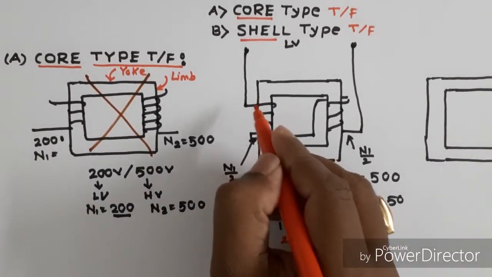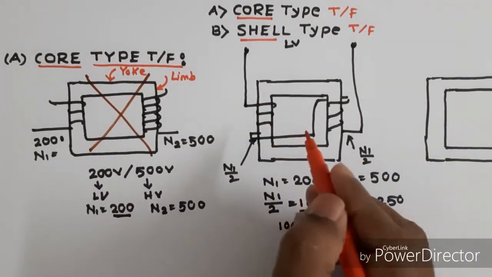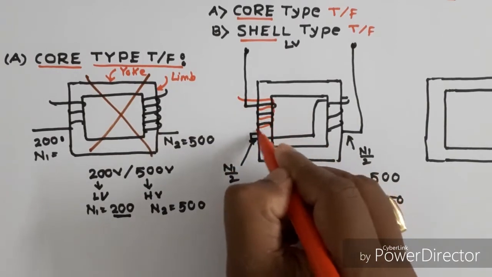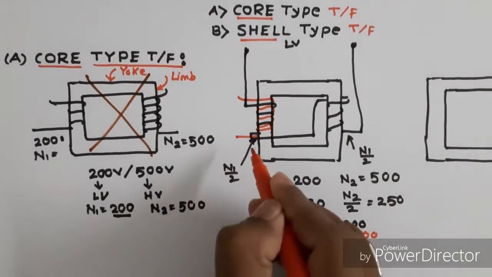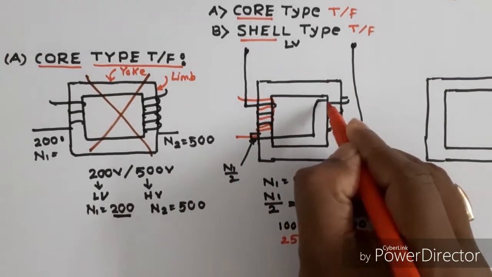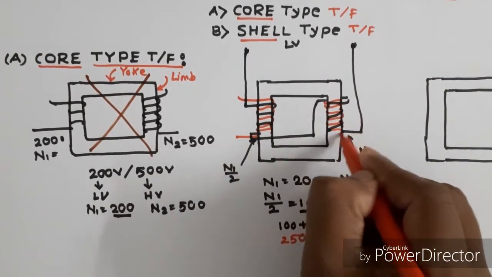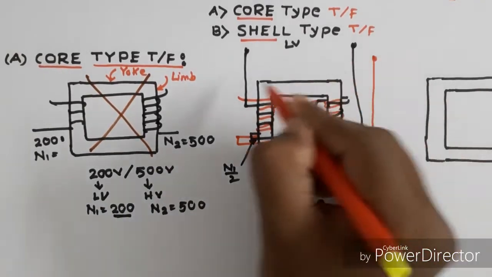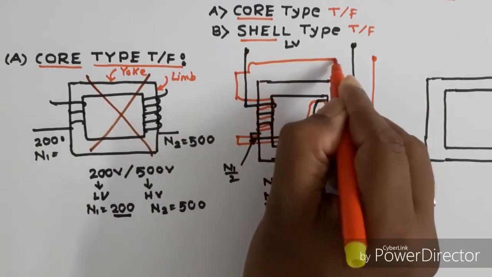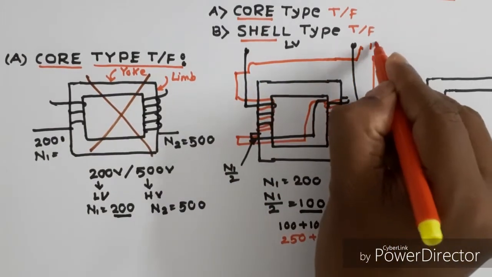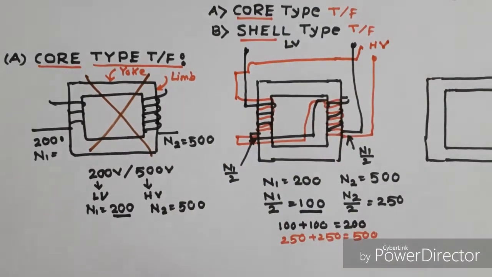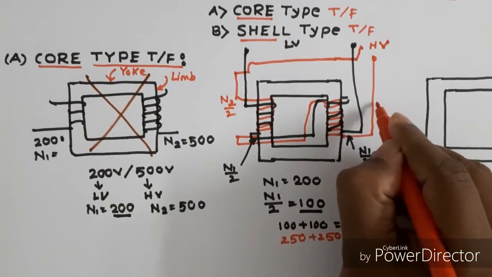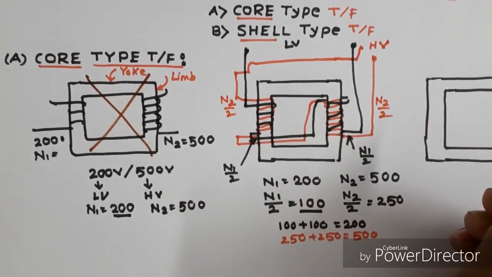That means in this leg, over the LV winding, there are 250 number of HV winding turns. Here again there are 250 number of HV winding turns, and these two HV windings are connected in series and two terminals come outside. This is the HV winding. Here this is N2 by 2 and this is N2 by 2.